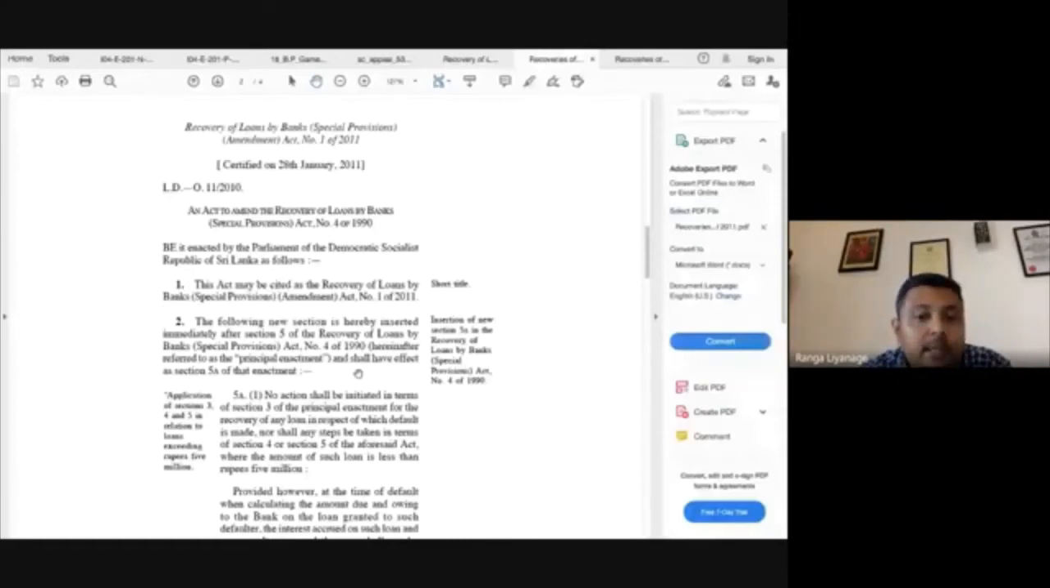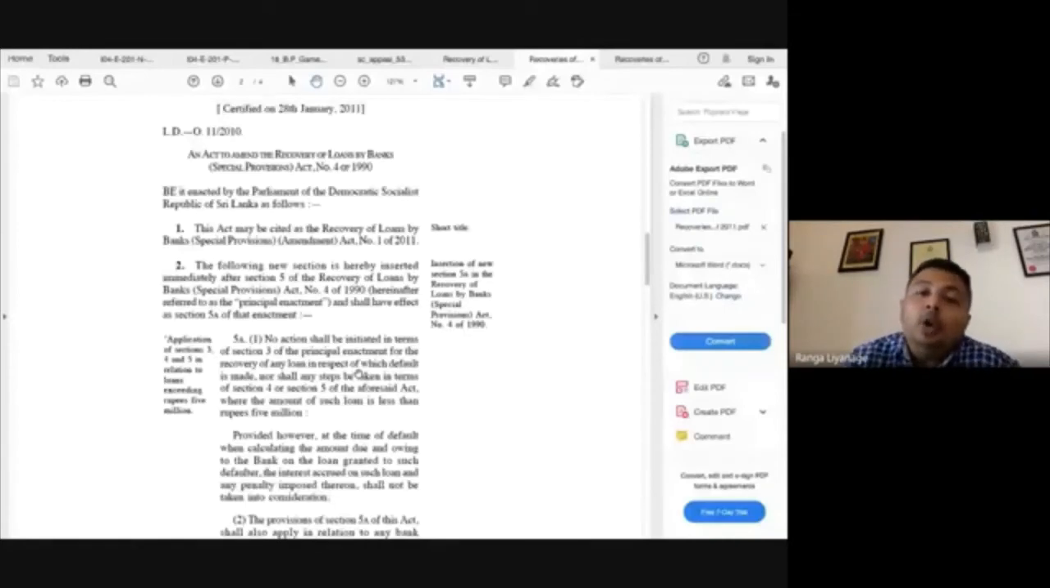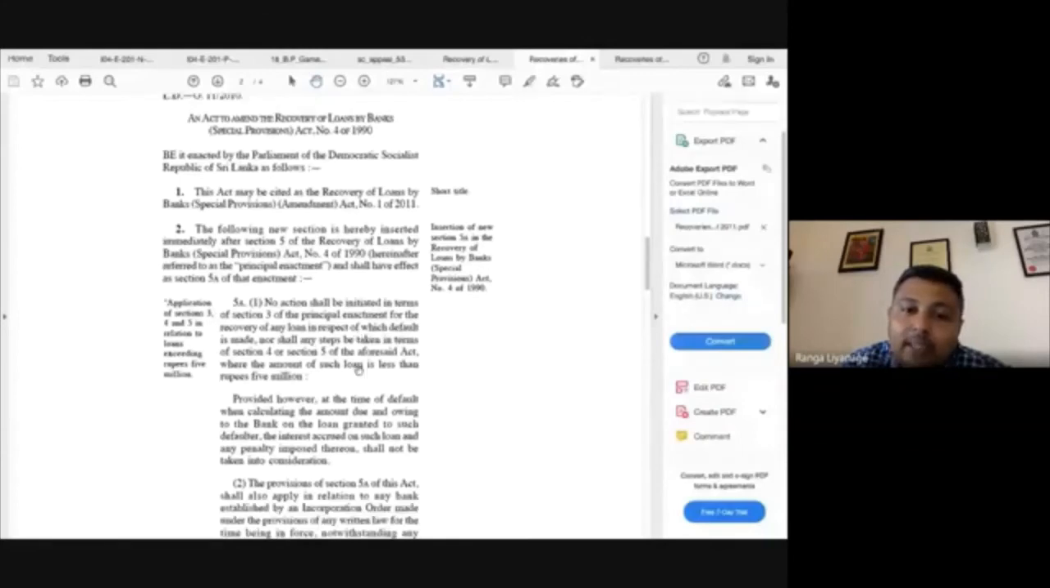Nor shall any steps be taken in terms of 4 or 5, where the amount of such loan is less than rupees 5 million. You may note these things now. No Parate action can be proceeded with if the loan amount is less than 5 million, right? It says, provided, however, at the time of default, when calculating the amount due and owing to the bank on the loan granted to such default, the interest accrued on such loan and any penalty imposed thereof shall not be taken into consideration.